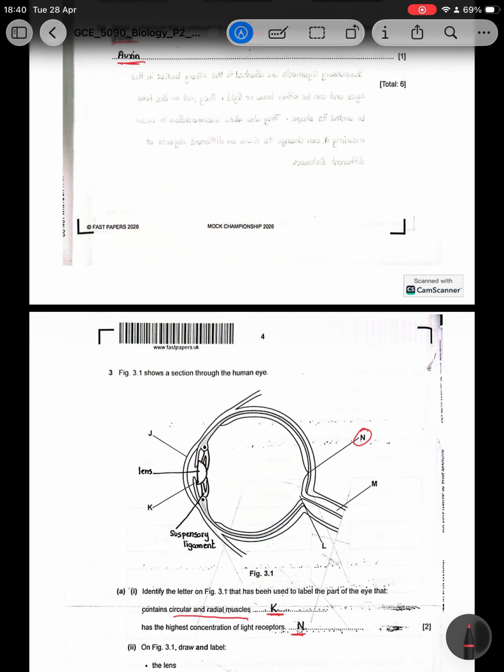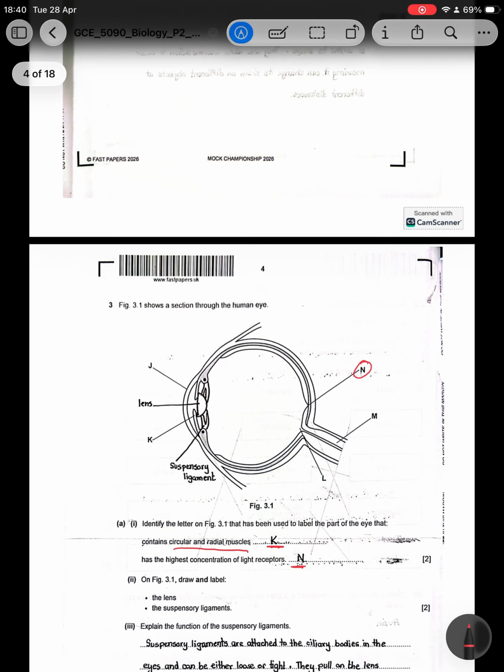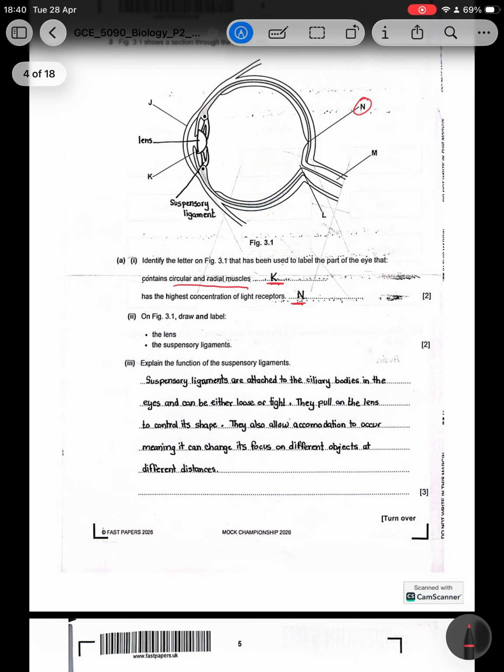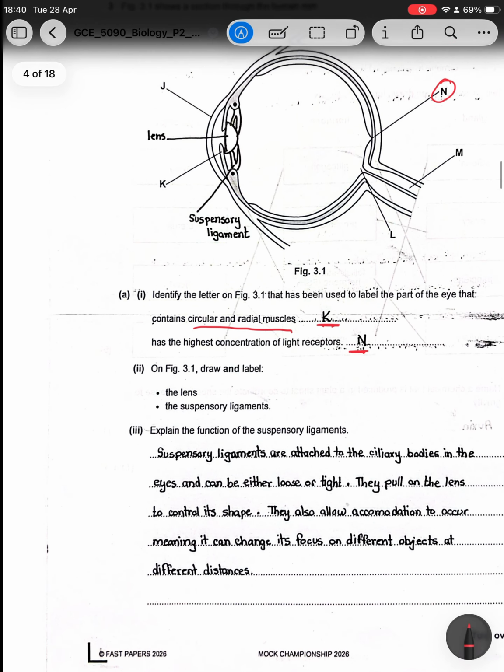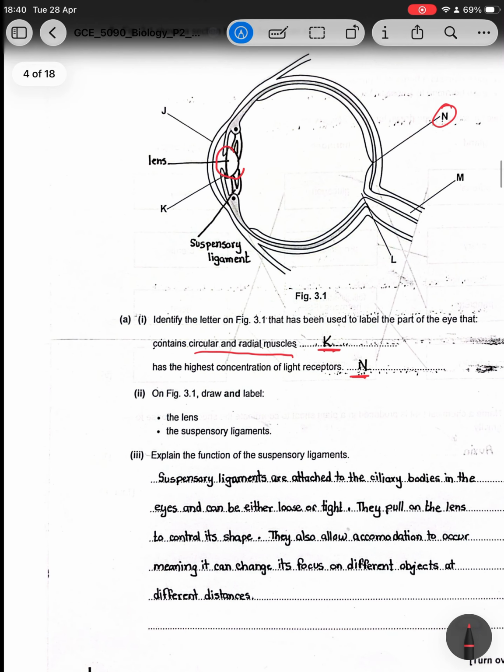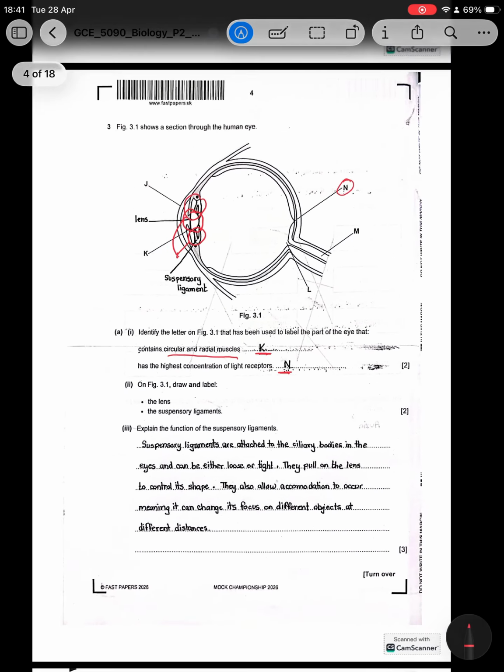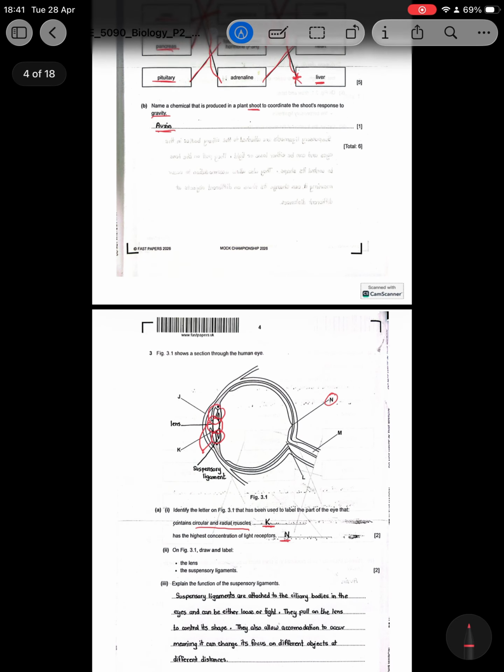Okay, so next on figure 3.1, draw and label the lens and the suspensory ligaments. So I drew it here. This part here is the lens, and these two over here are the suspensory ligaments. And I'll show you the diagram one more time so that you can see the accuracy of it.